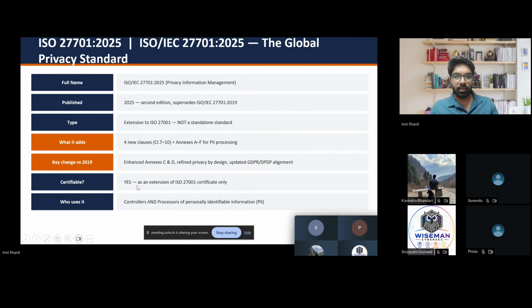Certifiable: yes, it is certifiable independently as well nowadays. So an organization can be certified under ISO 27001 as well as 27701. Who uses this? Any organization which controls or processes personally identifiable information of their clients uses the PIMS, ISO 27701.